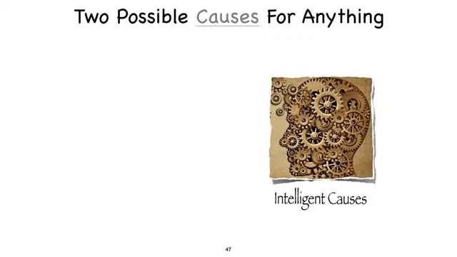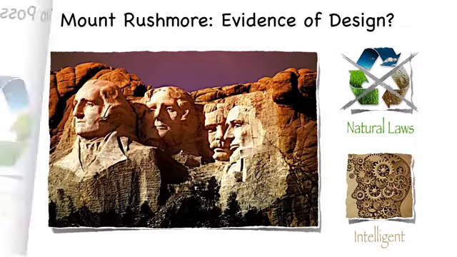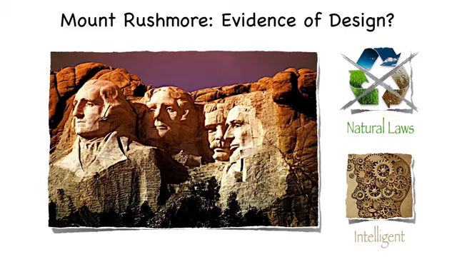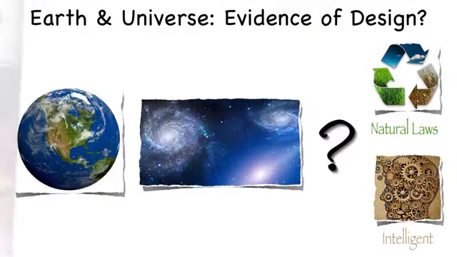As we learned in our last video, there are 2 possible causes for anything: intelligent causes or unintelligent natural causes. In that last video, we looked at 2 rock formations, the first being Mount Rushmore, which we determined to have an intelligent cause, humans who chiseled rock with tools, and the Grand Canyon, which was caused by natural laws, erosion and nature at work. We then asked the big question, does the Earth and our universe show evidence of design?